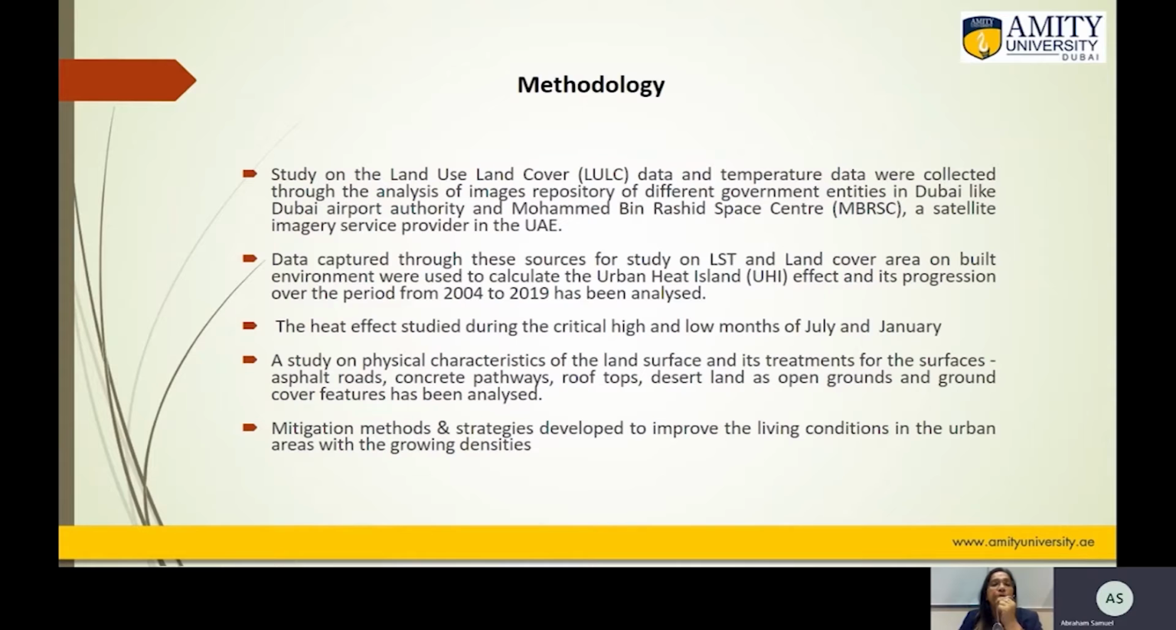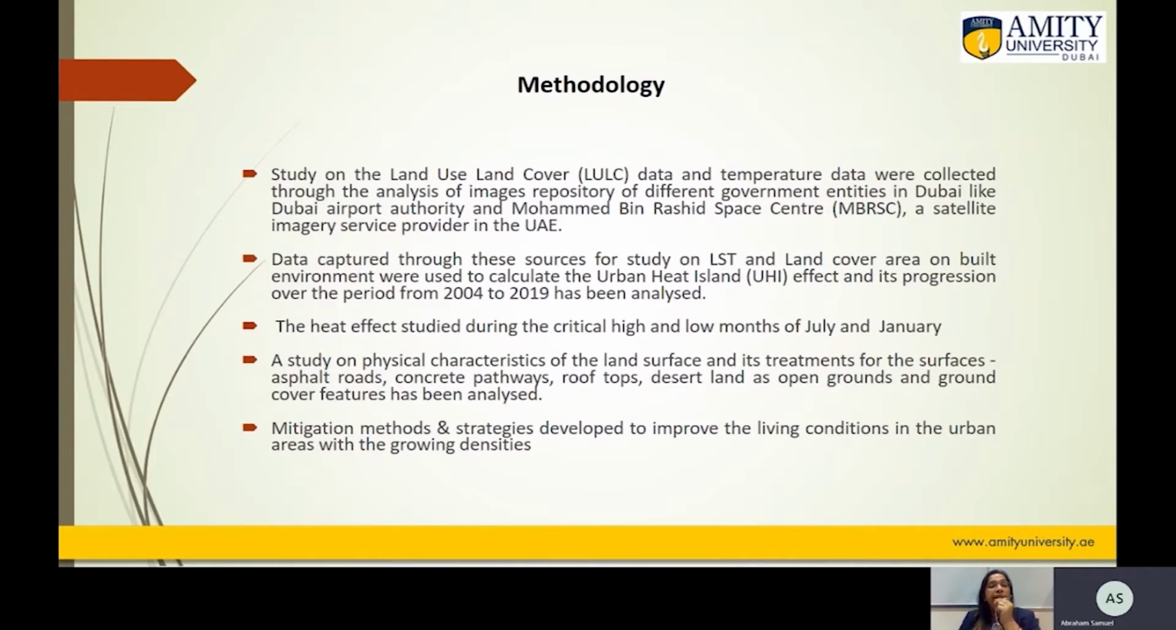a satellite imagery service provider in the UAE. We had also taken some images from the repository of MET University satellite hub. We have a satellite station, a ground station, here at MET University. So we had the opportunity to collect some images from them and use them.